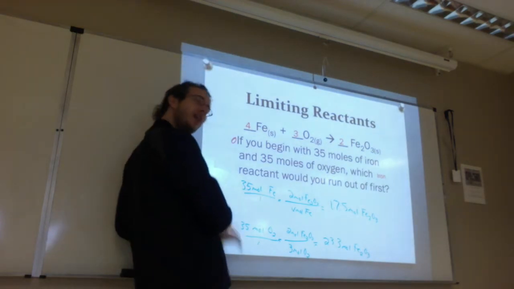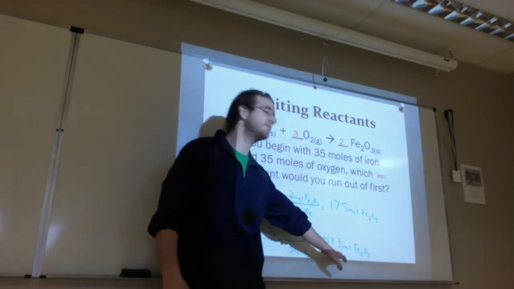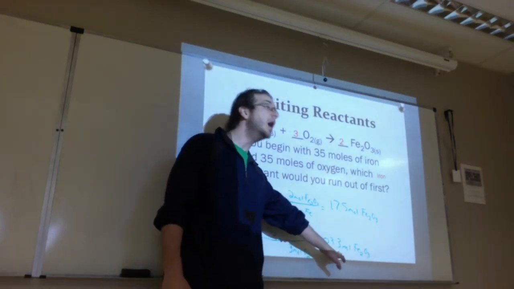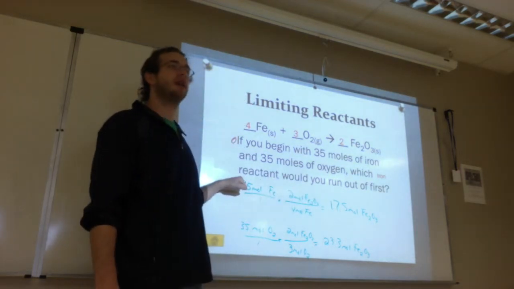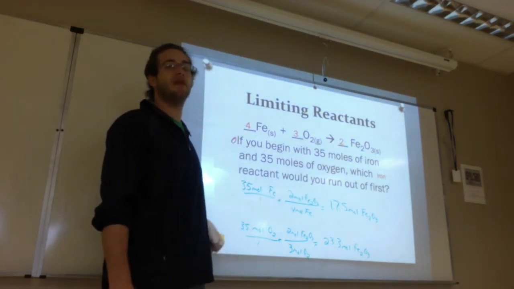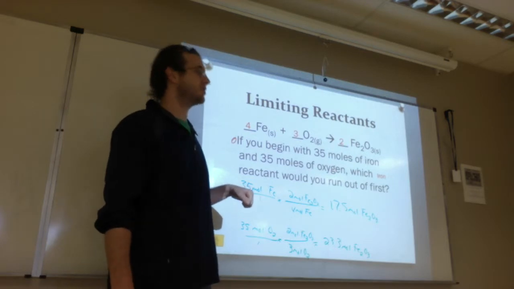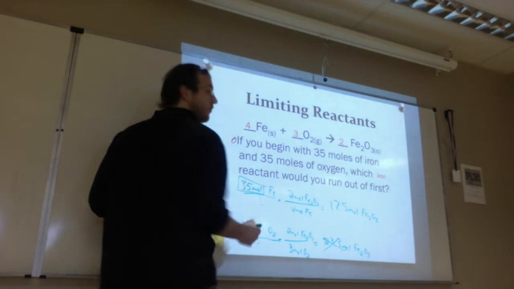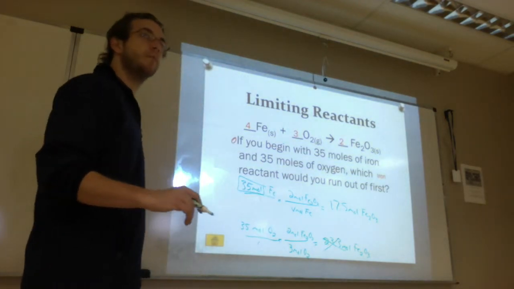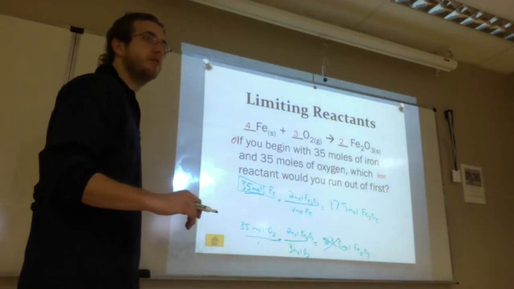The oxygen, if all of it reacts, could make this much of the iron three oxide. But once we make this much of the iron three oxide, our iron runs out. So we're going to have some leftover oxygen at the end of our reaction. We're not going to be able to get this much because we're going to run out of iron before we get there. Thank you for the do-over.